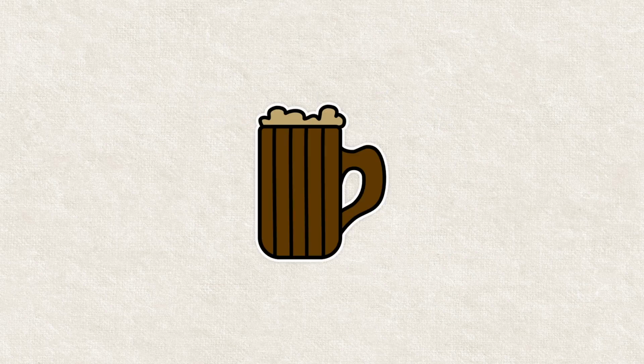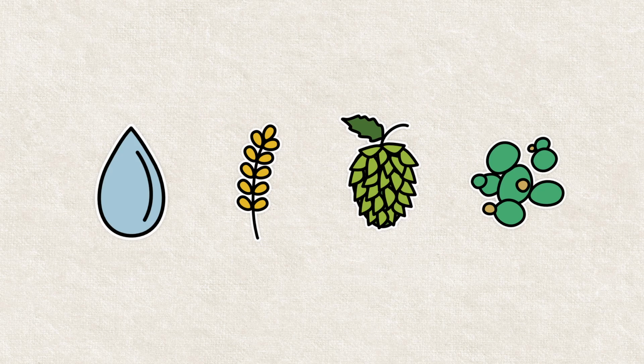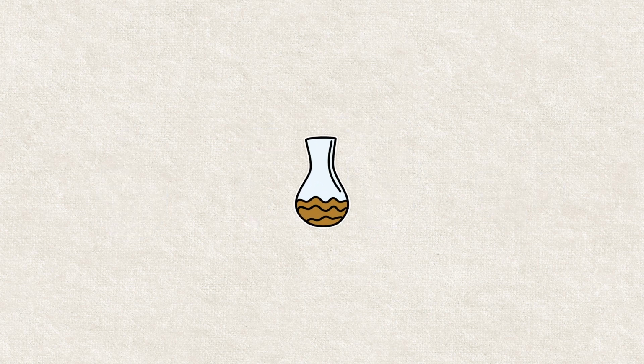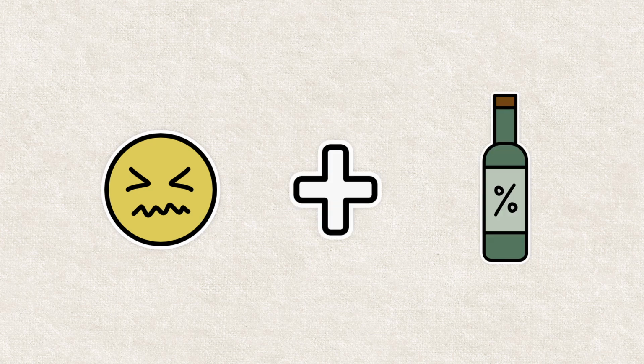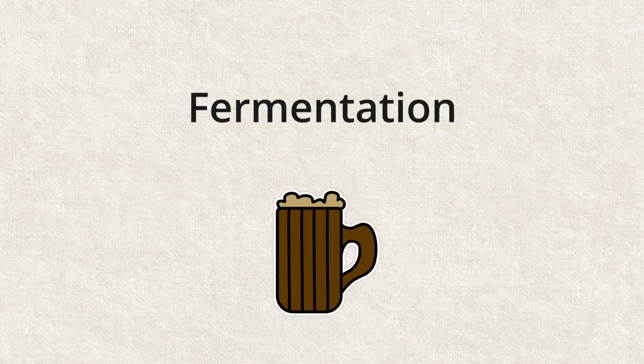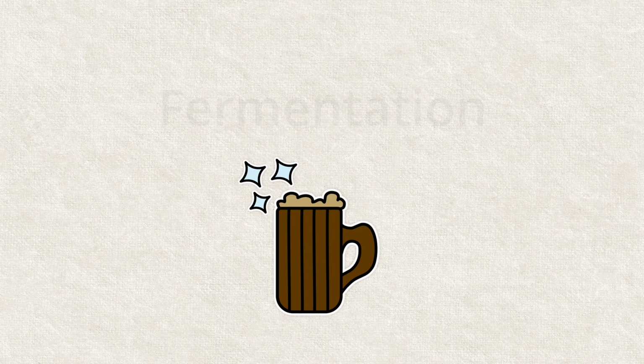In conclusion, beer is made from four main ingredients: water, grain, hops, and yeast. The grain is mixed with hot water to make a sweet liquid called wort. Hops are added to add flavor and bitterness, and yeast is added to turn the sugar in the wort into alcohol. After fermentation, the beer is ready to drink.